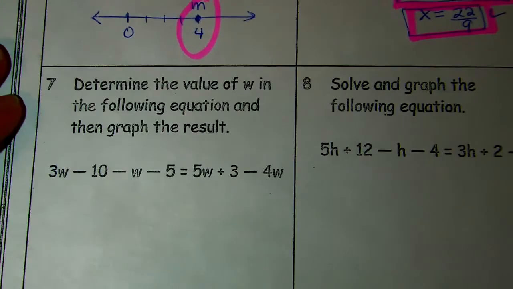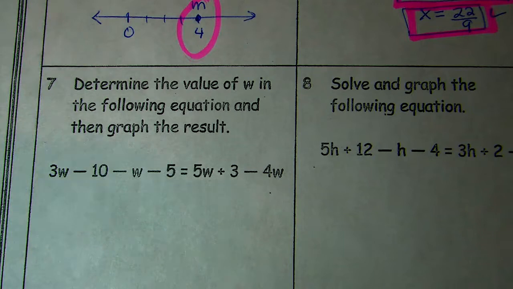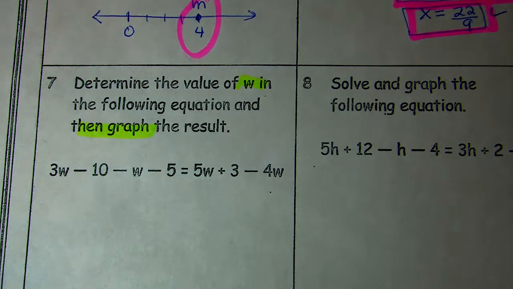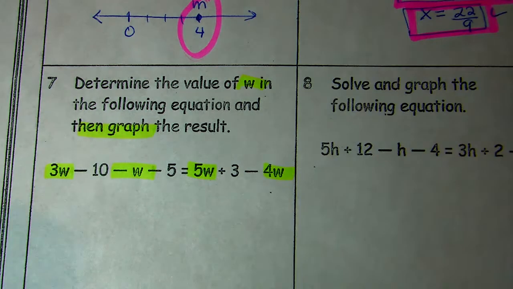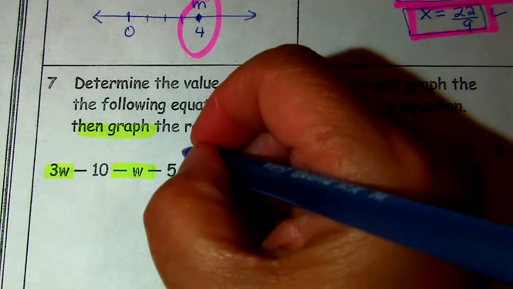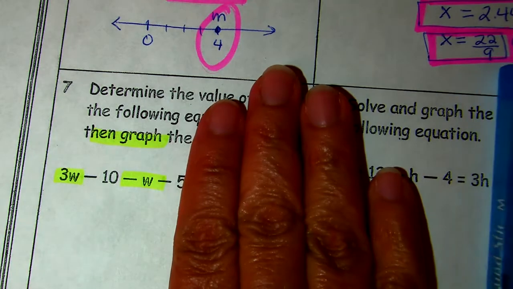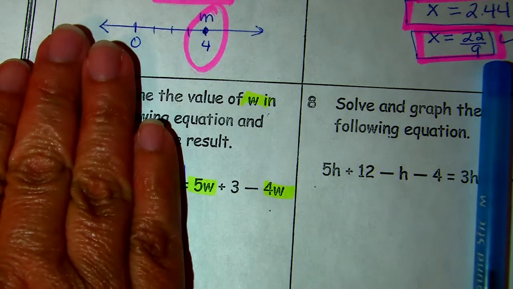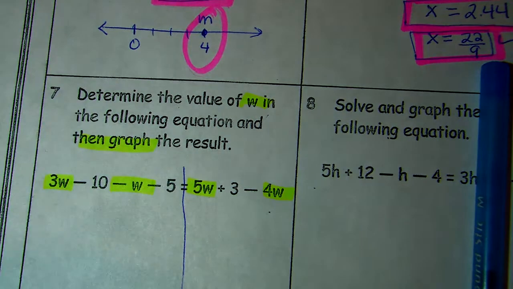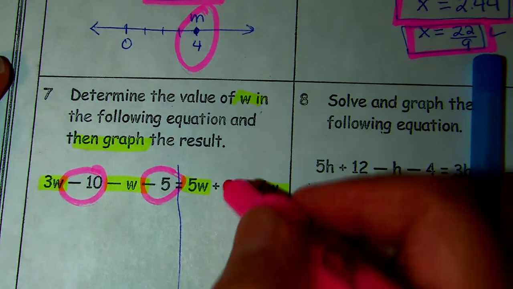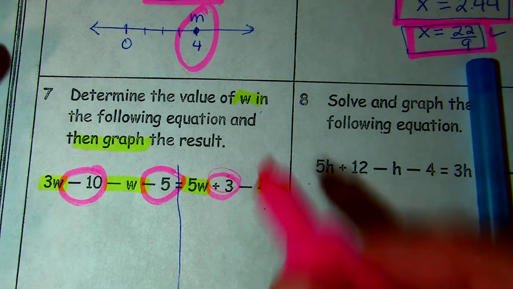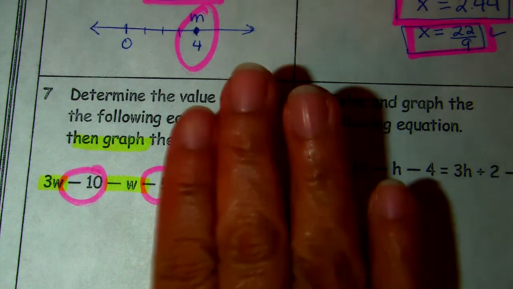Okay. All right. Number 7. Determine the value of W in the following equation, and then graph the result. So I'm going to highlight the terms that contain the W. Here's our equal sign, so I'm going to put a line right here so you can see which terms you need to combine on this side and which terms you need to combine on this side. On the left, I have numbers, the -10 and the -5. On the right, I only have the +3.